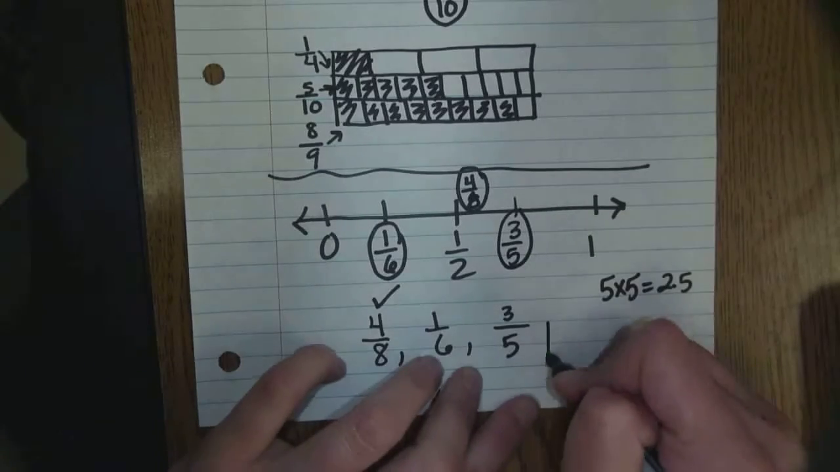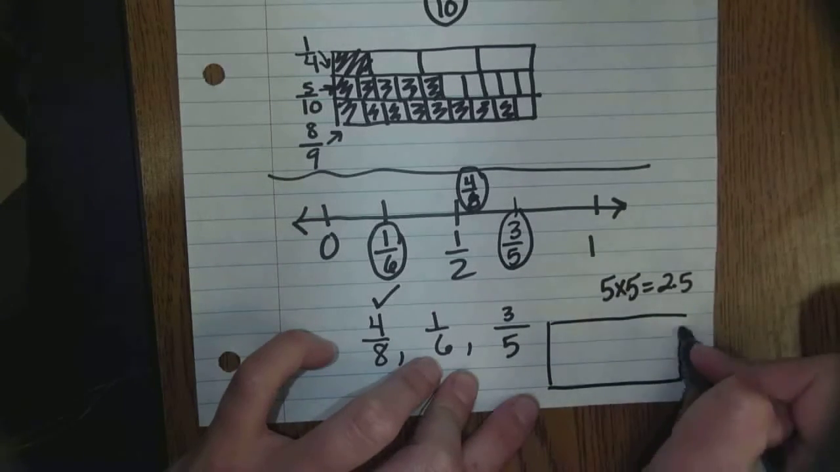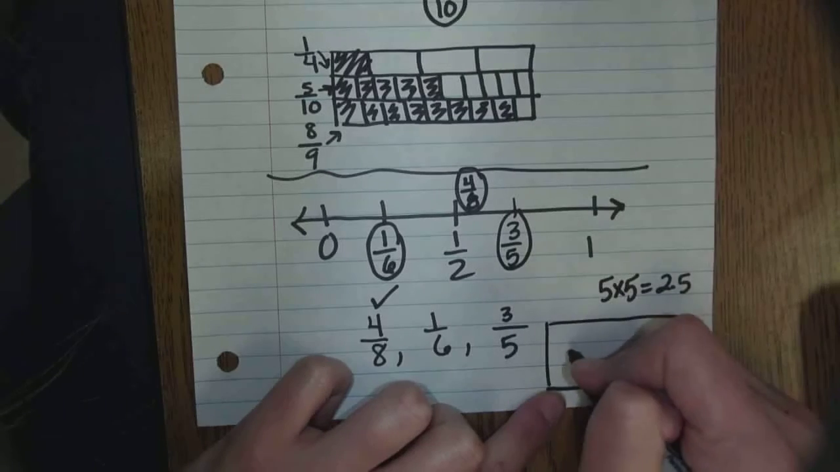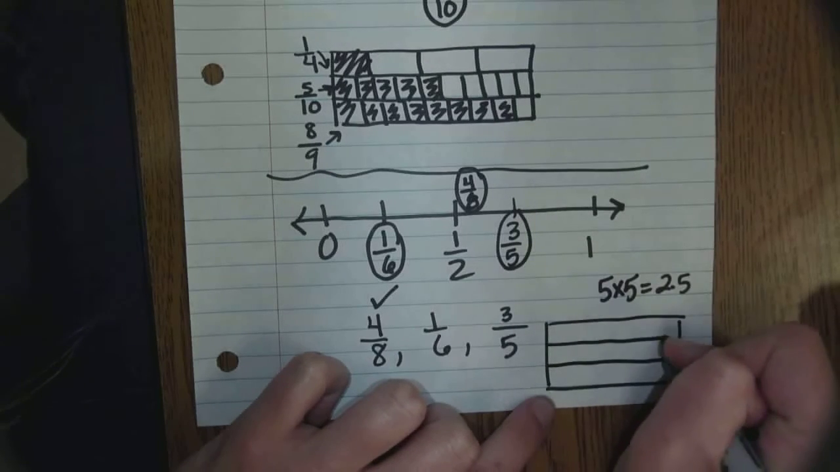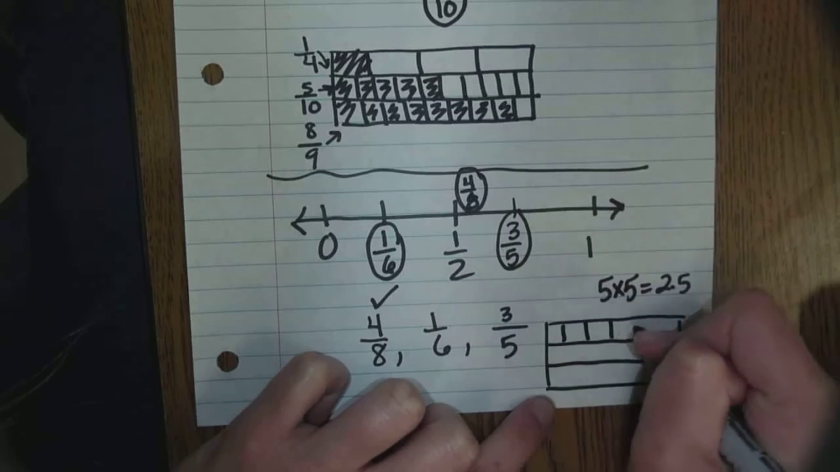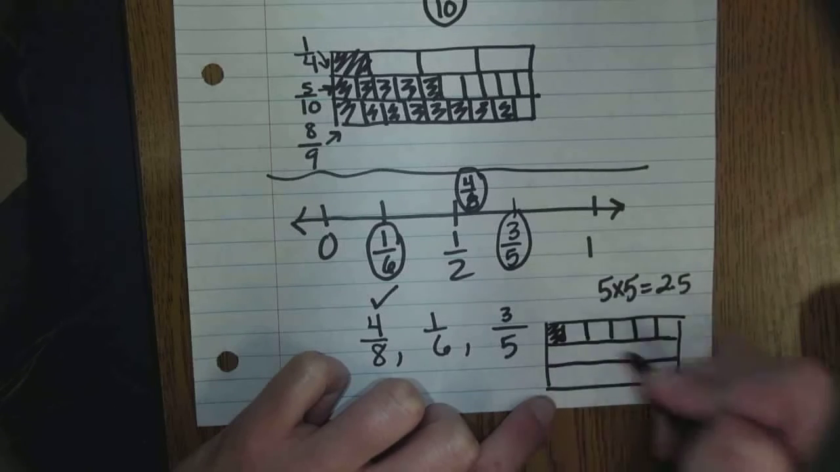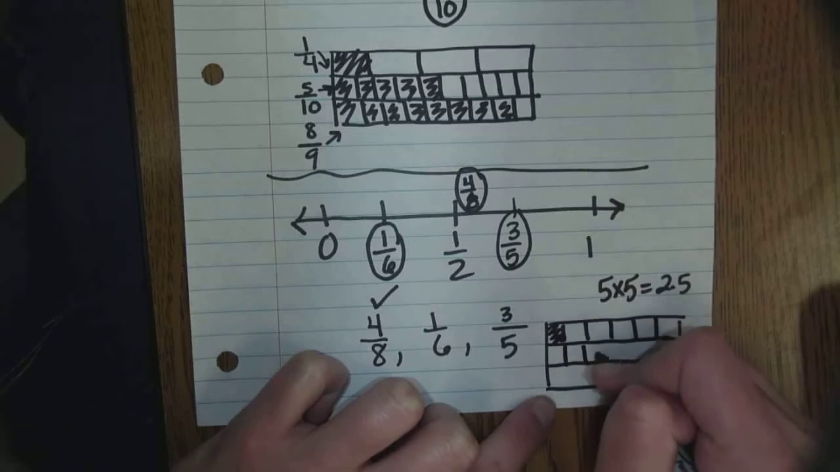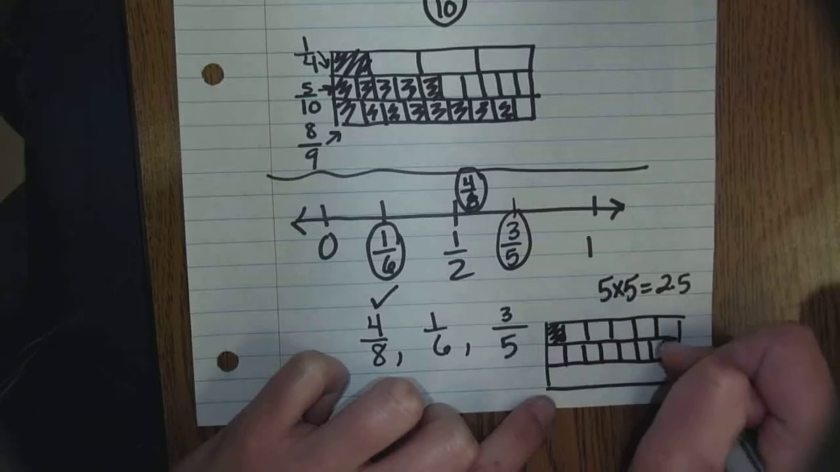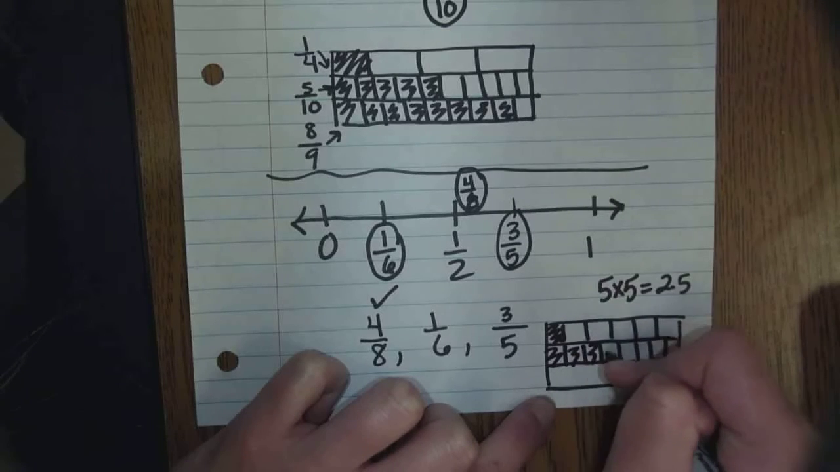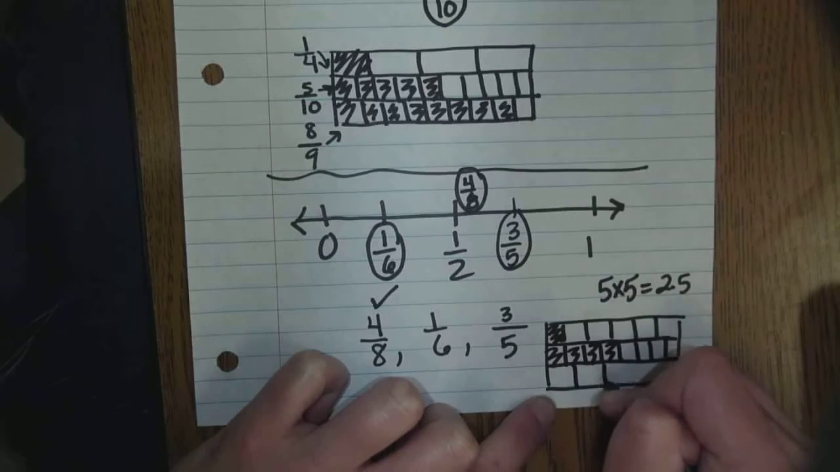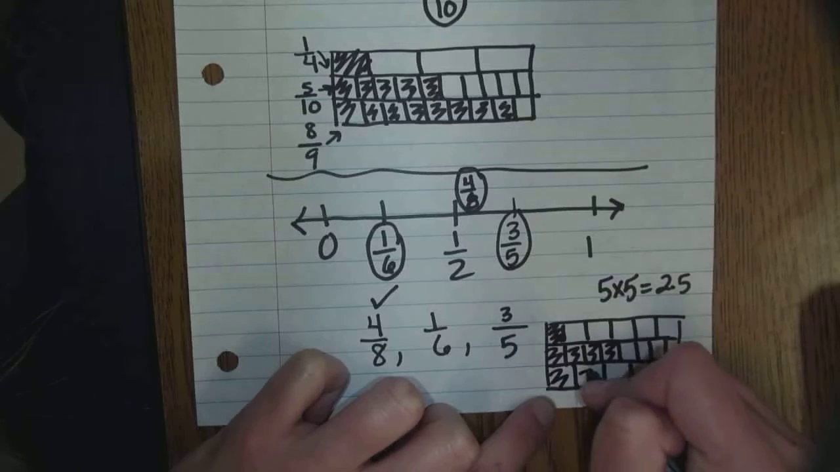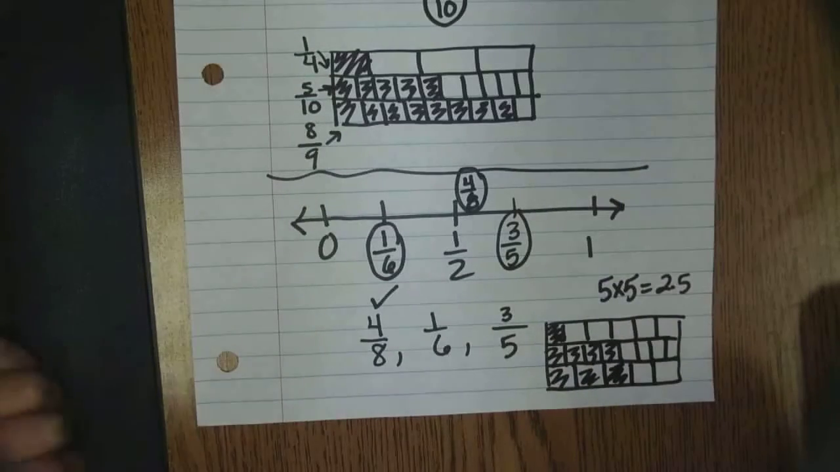To double check, we can draw our fractions over here, and we would do 6 pieces in this first one for 1/6. 1, 2, 3, 4, 5. Next one we would do 8. 1, 2, 3, 4, 5, 6, 7. And last we would do fifths. And 3/5 is just slightly larger.